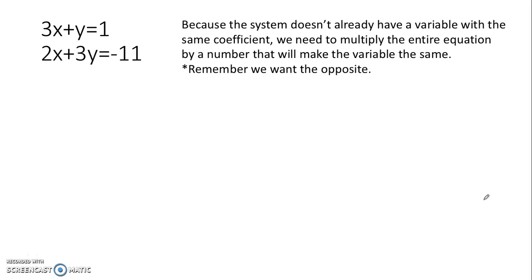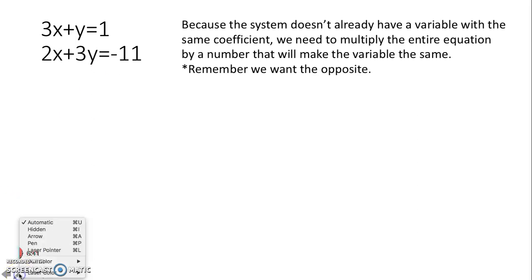And remember, we want the opposite. So let me tell you what I mean by that. So right now we have 3x plus y is equal to 1. And 2x plus 3y is equal to negative 11. Well, in the last example, we knew that we wanted to eliminate the x's because it was already a coefficient of 1 in both equations. In this system, we don't have that.